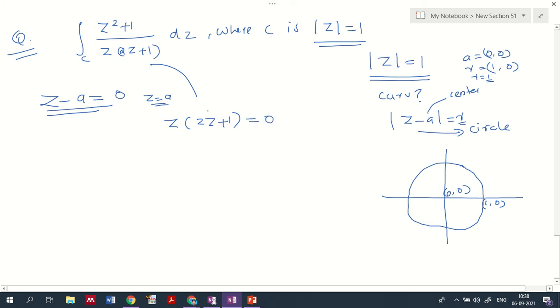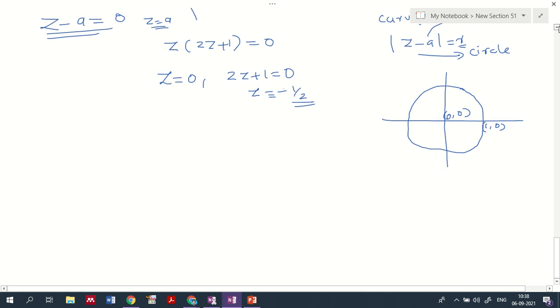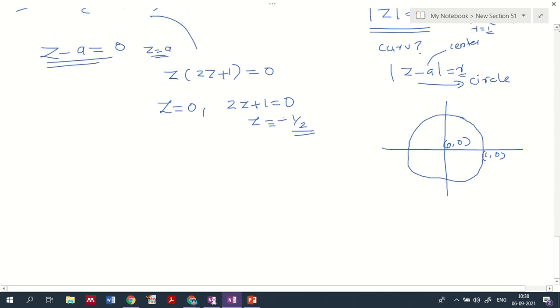Okay, so if you consider this case, either z is equal to 0 is one singular point. Another one is 2 into 2z plus 1 equal to 0, that is z is equal to what? Minus 1 by 2. So there are two singular points associated with that. Okay, so now in order to evaluate this function, before coming to this discussion, let me just ask you whether this point is within the circle or outside the circle.